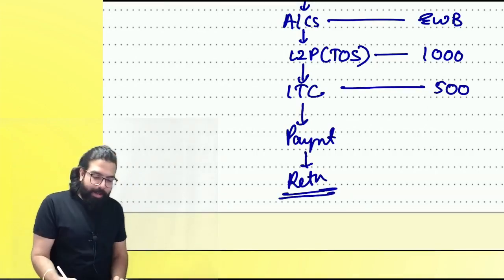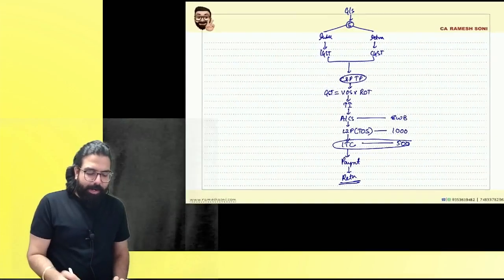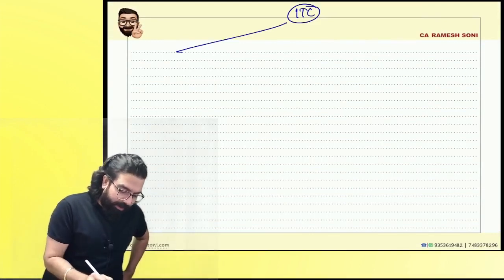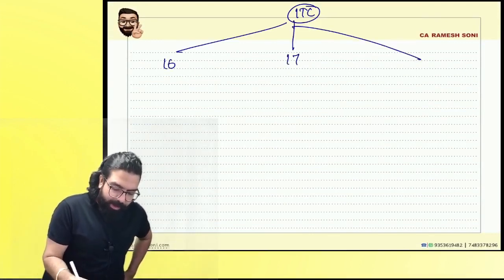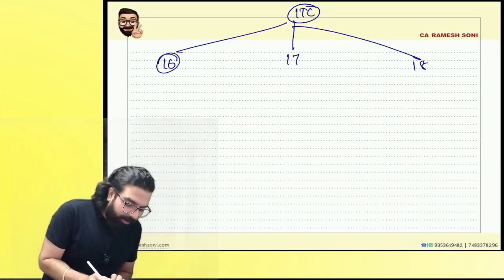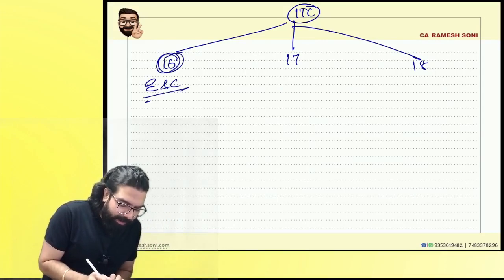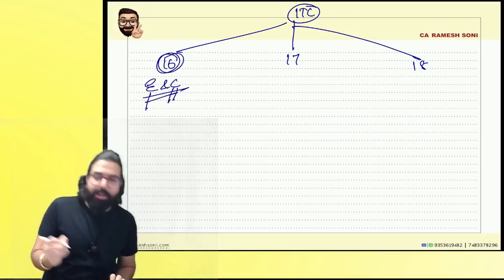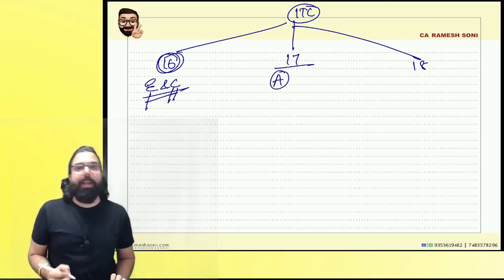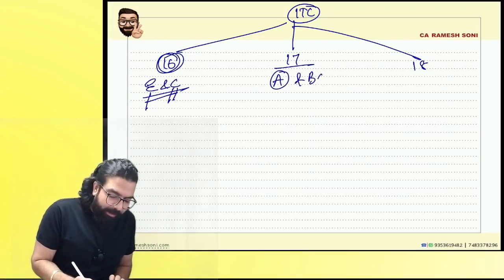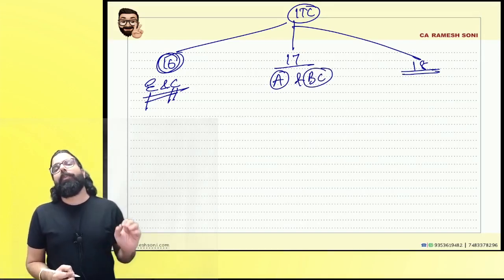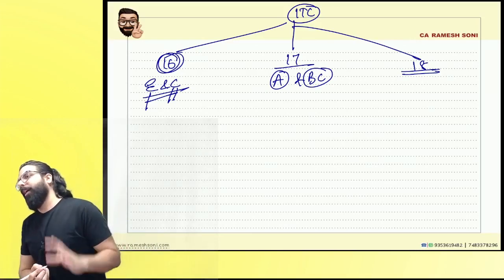Right, everyone? And here we are learning input tax credit. ITC is told in section number 16, section number 17, and section number 18. We are going to learn all the three sections. Section number 16 says eligibility and condition. Who is eligible and what are the conditions subject to which he is eligible. 17 talks about apportionment and block credit. Section number 18 talks about special circumstances when credit shall be allowed.